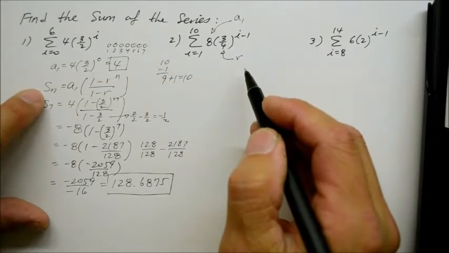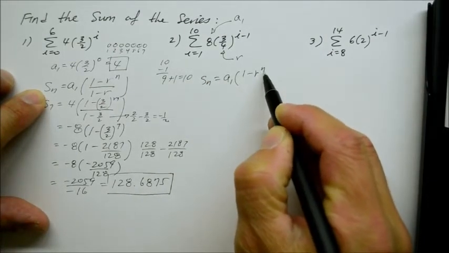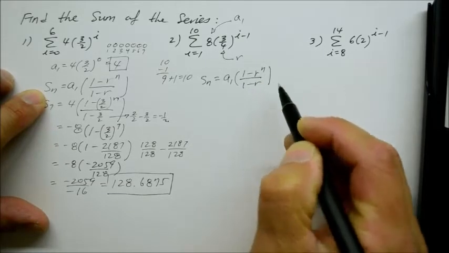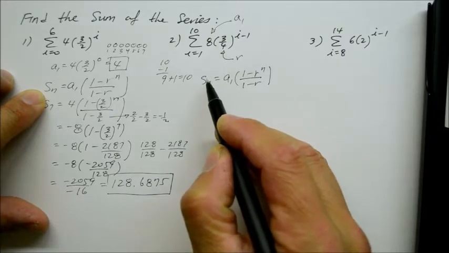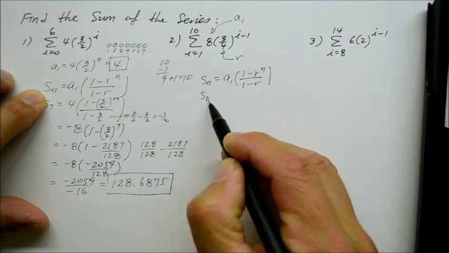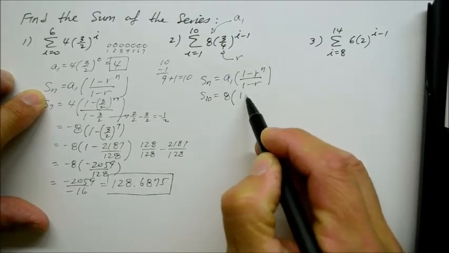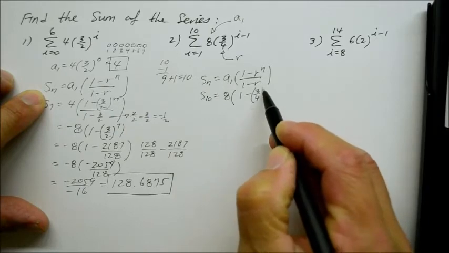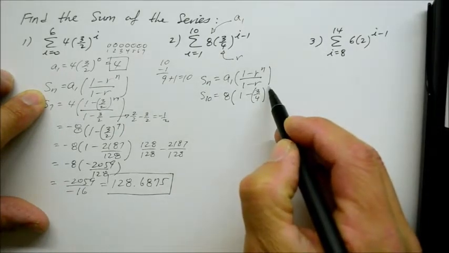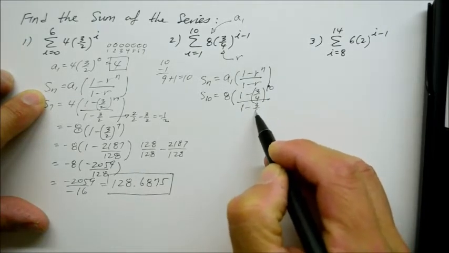So now we could use S sub n is equal to a sub 1 times 1 minus r to the n power over 1 minus r. So now, how many total terms are there? In this case, there are 10 total terms. So S sub 10 is equal to the initial number of 8 times 1 minus the common ratio r, which is 3/4, raised to, and how many total are there? Yeah, there's 10, okay? All over 1 minus 3/4.